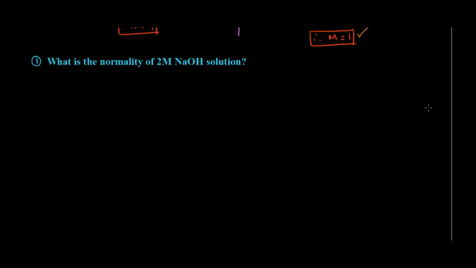The first problem says, what is the normality of 2 molar NaOH solution? I have the molarity, I know what compound it is, but I don't know the normality. So I can simply take this formula, N is equal to n factor times M. We have to find the normality. What would be the n factor for NaOH? The n factor would be 1, right? So I will have 1 times M, and M is given as 2. So the normality of this solution would be 2.